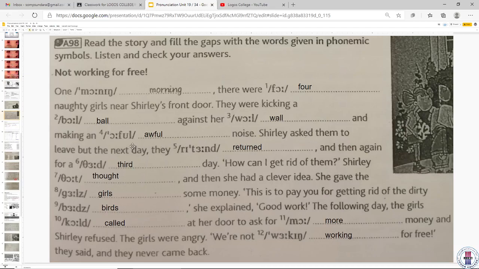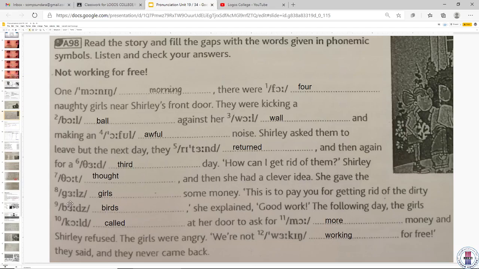Shirley asked them to leave, but the next day they returned. All right, the r, e, ri. I'm sorry, the ri, t, earned, returned, and then again for a third day. Remember this phoneme, unvoiced. How can I get rid of them? Shirley thought, and then she had a clever idea.